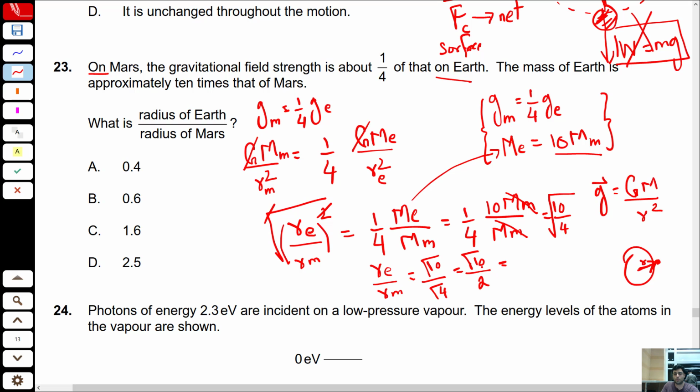Okay. Square root of 10, so think of a number, for example, 3 square root is 9. So it means 9 is closest to 10. So square root of 10 will be just a number just bigger than 3. So maybe 3 point something. Let's just approximate it to 3. If 3 square is 9, then square root of 10 will be 3.1, something like that. So 3 divided by 2, which is approximately 1.5. So any number that is closest to 1.5, yeah. Part C is 1.6, and 1.6 is closest to 1.5.